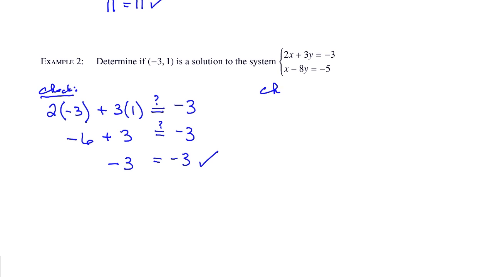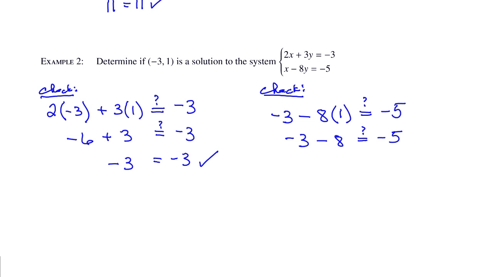Let's check it in the second equation. So we have negative 3 minus 8 times 1 might be equal to negative 5. This would be negative 3 minus 8 might be equal to negative 5. But this time we have negative 11 and negative 5, and those are not equal. The solution has to satisfy all of the equations. This one fails to satisfy the second one, so no, (negative 3, 1) is not a solution to the system.